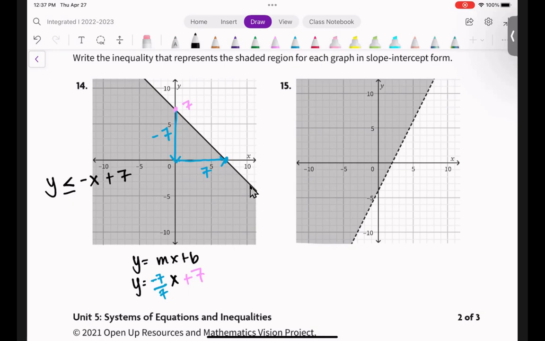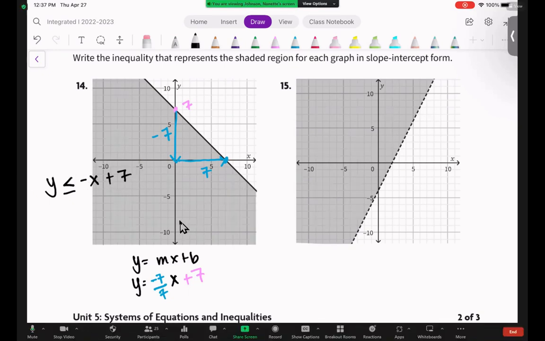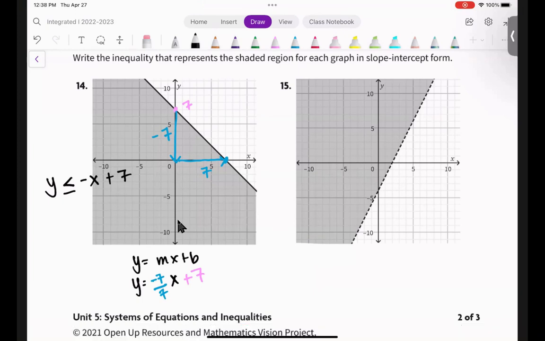Okay, so this is it. If you're not sure if you did it right, all you're going to do is plug in a point. If you've been paying attention, Miss Johnson's favorite point to plug in is 0, 0. So I'm going to plug in 0 is less than or equal to -0 plus 7. -0 plus 7 is 7. Is this a true statement? Is 0 less than or equal to 7? You guys all say yes or no. True or false? Yes. Which means 0, 0 should be shaded. And it is. So here's my answer.